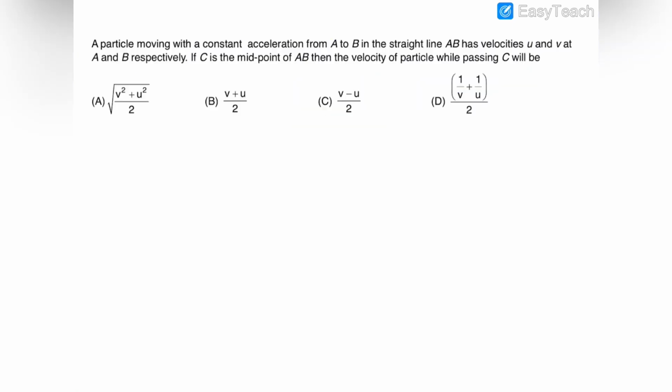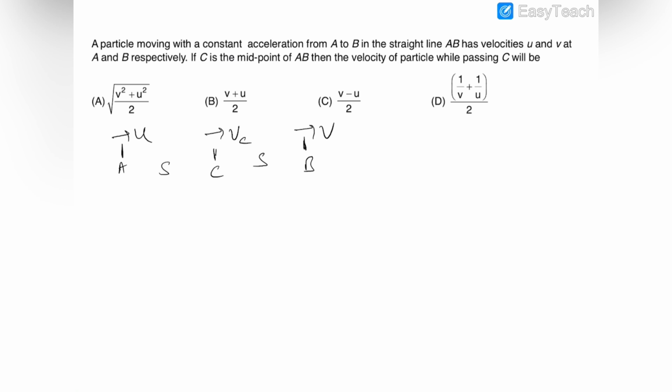Now you can see that in the first problem there is a particle moving with a constant acceleration from A to B in such a way that at point B its velocity is V and at point A its velocity is U. C is the midpoint of A and B, so let us assume the distance from A to C is the same as the distance from C to B, and we have to find the velocity V dash or Vc.